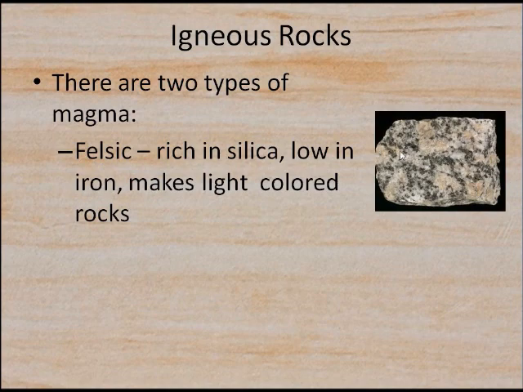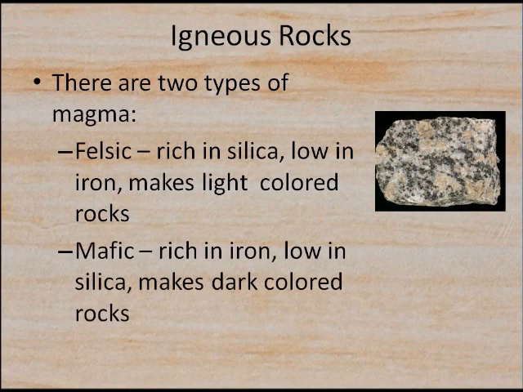Granite is full of minerals that are high in silica, low in iron. Some of the darker minerals here have more iron in them. But felsic magma makes felsic rocks, light-colored rocks. Mafic magma is just the opposite. It's rich in iron and low in silica, and it makes dark-colored rocks.